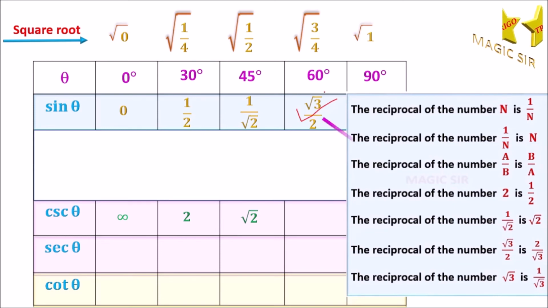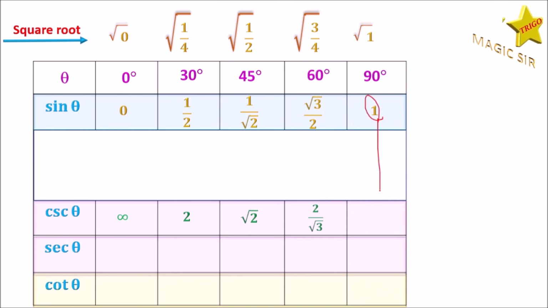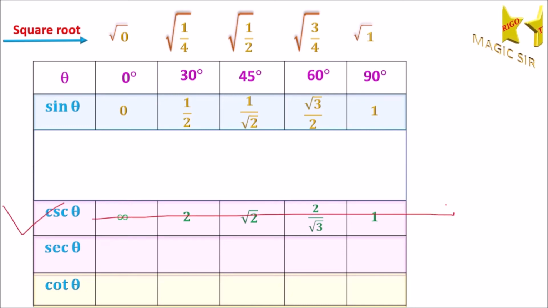For 60 degrees, sin 60 degree equal to root 3 by 2. The reciprocal of root 3 by 2 is 2 upon root 3. So cosec 60 degree is equal to 2 upon root 3. For 90 degrees, we have sin 90 degrees equal to 1, and the reciprocal of 1 is 1 itself. So cosec 90 degrees is equal to 1.